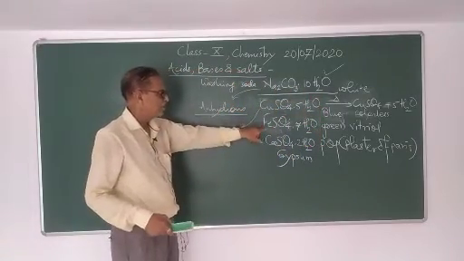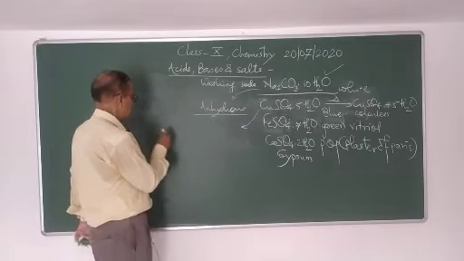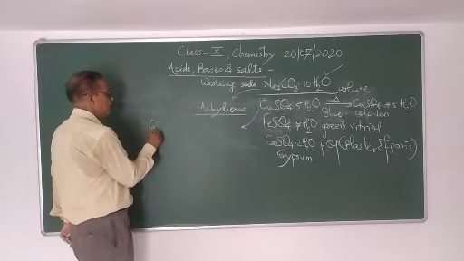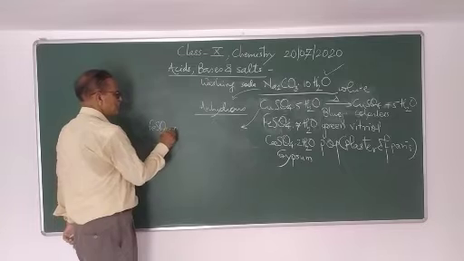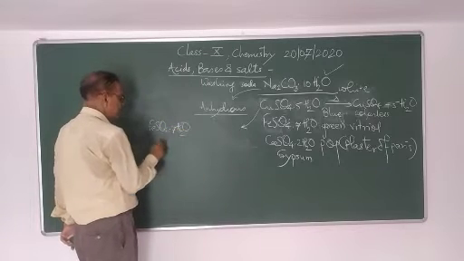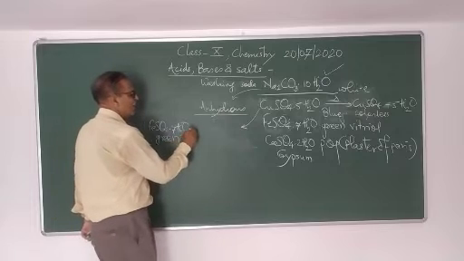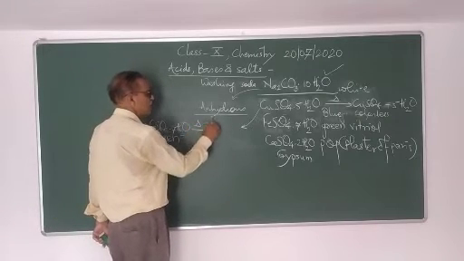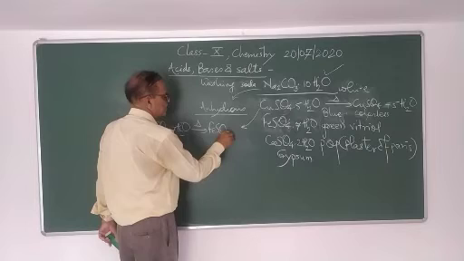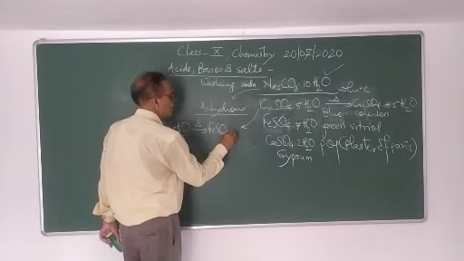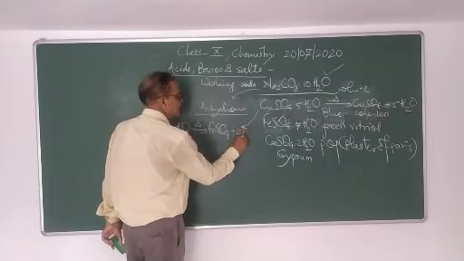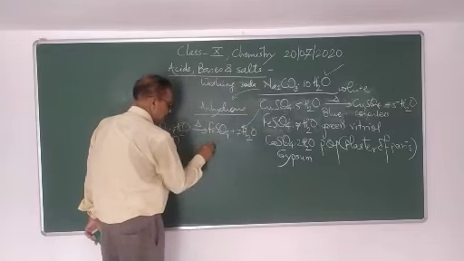Again, see, we have studied this reaction. FeSO4·7H2O on heating. Now this color is green or pale green. On heating gives FeSO4 plus 7H2O. Now this is colorless.